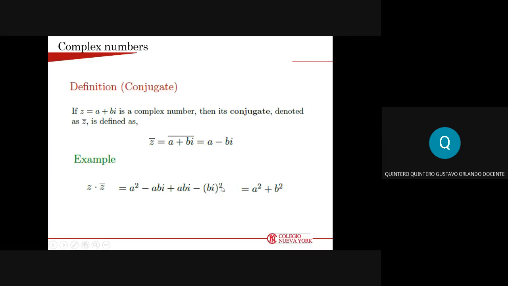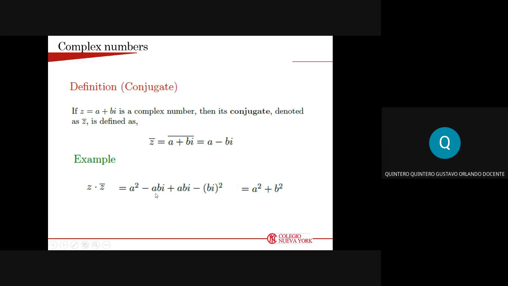So i squared will be -1. And this -1 with this negative will be positive. So instead of negative b squared, we have positive b squared, which is this over here. The a squared is this one over here.